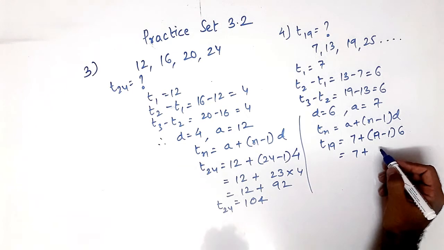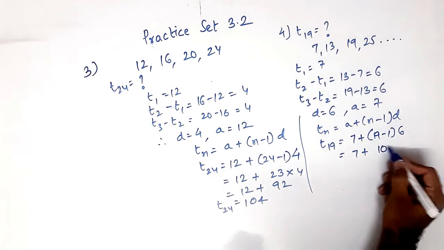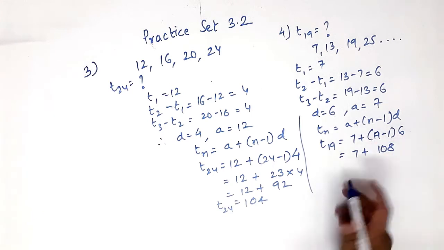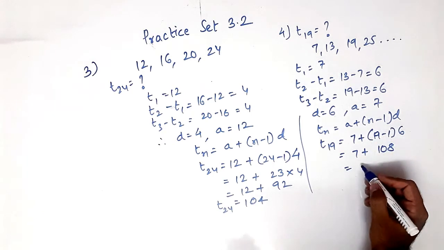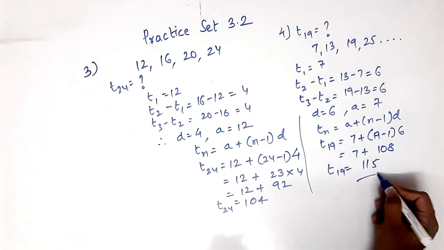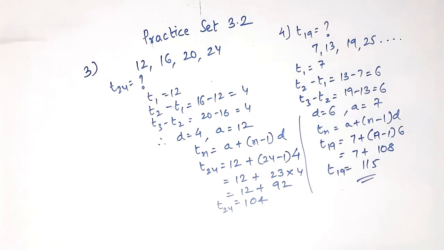What is 18 6 times? 108. Okay, 18 into 6. So what is 108 plus 7? 108 plus 7 is 115. Okay, so your answer T19, the 19th term of this arithmetic progression is 115.